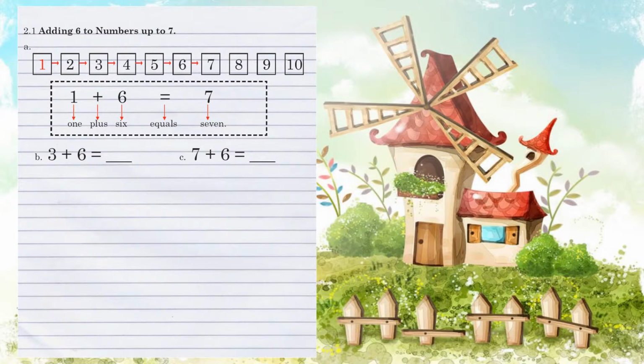If we start with 3 and then we add 6, that means we are moving 6 spaces to the right. So we have 1, 2, 3, 4, 5, 6. We end off at 9, which is our answer.